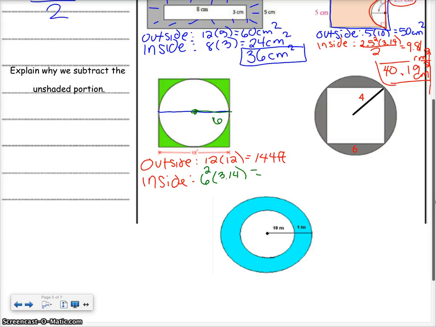113.04 feet squared, oopsie, squared. And then take away 144, take away 113.04 is 30.96 square feet. Is the area of that green shaded region.